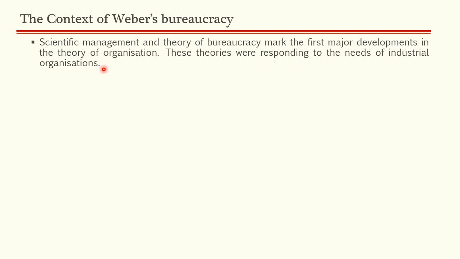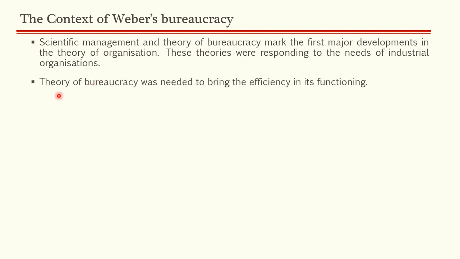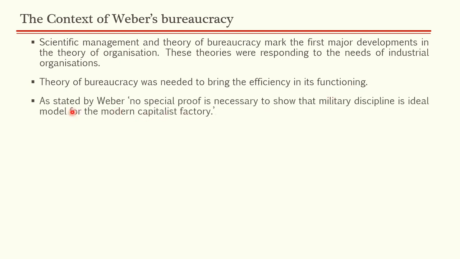These were responding to the needs of industrial organizations because of industrial revolution. You must remember this. Theory of bureaucracy was needed to bring the efficiency in its functioning because new industries and factories were coming up, as we saw during Max Weber's time. Theory of bureaucracy was needed to bring the efficiency in those functioning. As stated by Weber, no special proof is necessary to show that military discipline is the ideal model for modern capitalist factory. So Weber said that whatever modern capitalist factories were rising up, we need military discipline for those factories. He said that there is no special proof required to show you that military discipline is ideal for these new and upcoming modern capitalist factories.